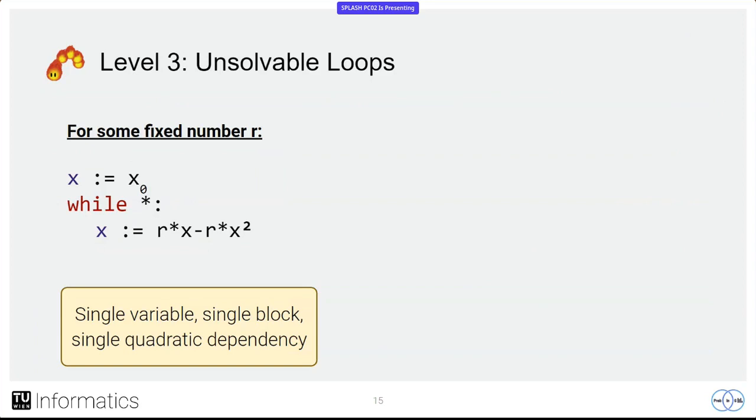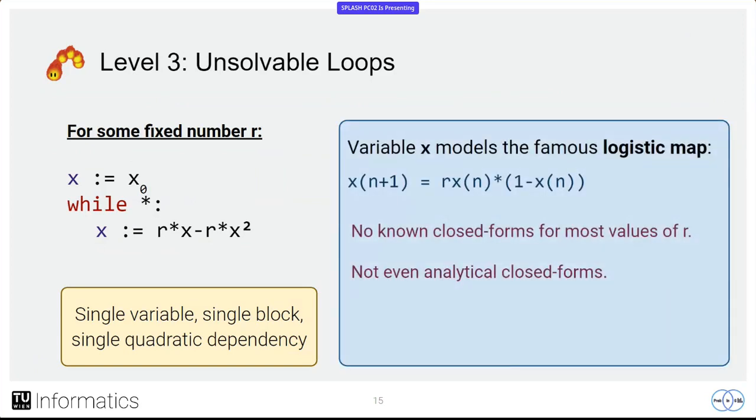Can we compute closed forms for X? And the answer is no, because this very simple loop models a very famous sequence, which is called the logistic map, studied in different areas in mathematics, and it is well known to not have closed forms for most values of R, so not even analytically closed forms. Previously, we had these nice closed forms that were polynomial functions in N, and now this sequence doesn't even have an analytical closed form.